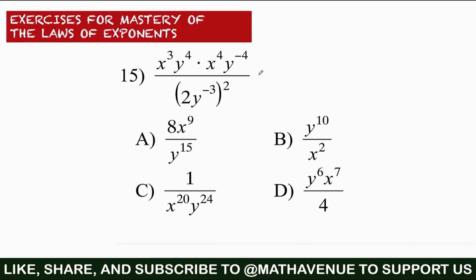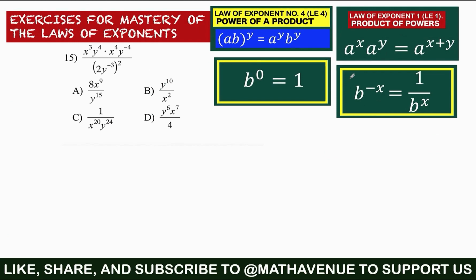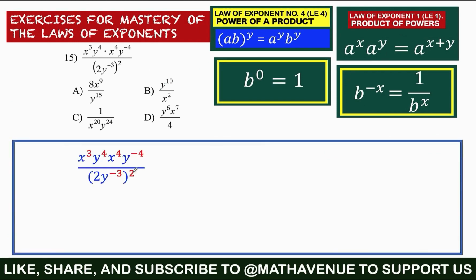And number 15, last problem. Here are the laws of exponents that we are going to apply. There are 4 of them. Let's copy the problem. Now notice that this denominator is law of exponent number 4. So we can apply it to look like this. Notice also that x and x are the same variables. Y and y are also the same variables. So that is an application of law of exponent number 1, which is this. Then the rest is simplification.